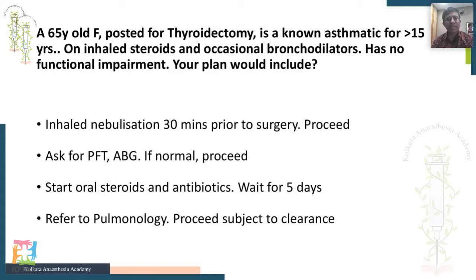Whether it would be just inhaled nebulization 30 minutes prior to surgery and proceed, or would you ask for a PFT and an ABG? If normal, then proceed. Start her on oral steroids and antibiotics and wait for 5 days and then take her up for thyroidectomy? Or would you refer her to a pulmonologist and then take her up, proceed subject to the clearance from the pulmonology consultant? What would you do in this scenario?